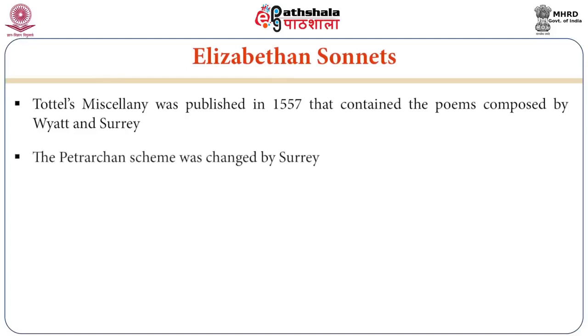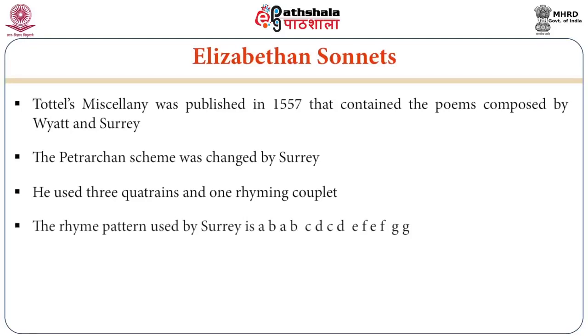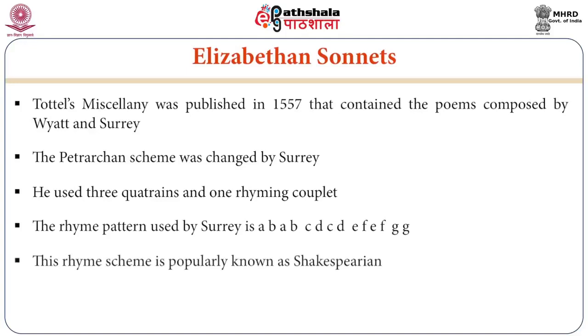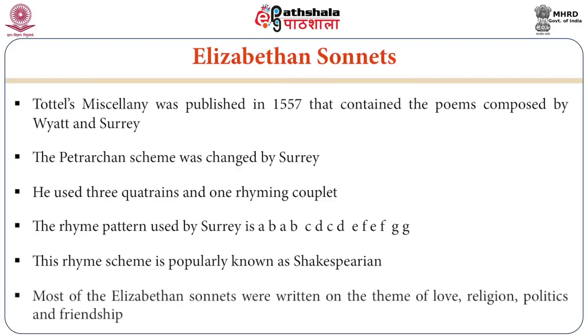The Petrarchan scheme was changed by Surrey. He used three quatrains and one rhyming couplet. The rhyme pattern used by Surrey is ABAB, CDCD, EFEF, and GG. This rhyme scheme is popularly known as the Shakespearean rhyme scheme later on. Most of the Elizabethan sonnets were written on the theme of love, religion, politics, friendship and the onslaught of time. So there are some sonnets relating to the transience of time.